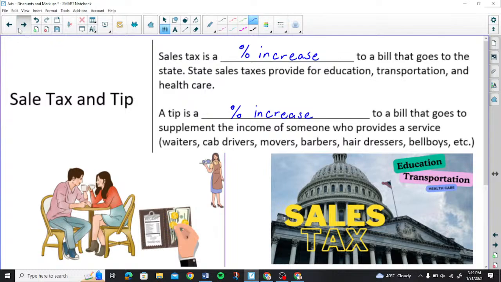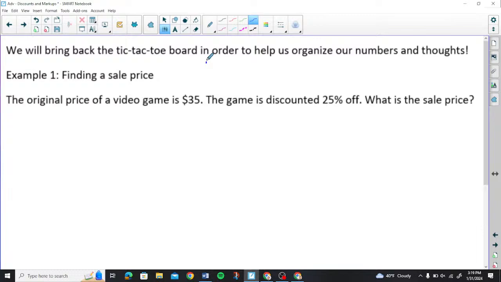So, let's take a look at some problems. We're going to bring back the use of our tic-tac-toe board to help us to organize things. And we'll find a sale price. A sale price is always a new price. So here we have the original price of a video game is $35. We'll label that O for the moment to remind us that it's original. The game is discounted 25% off. Well, we know that the 25% off is a change. And discount means that we're going to subtract.